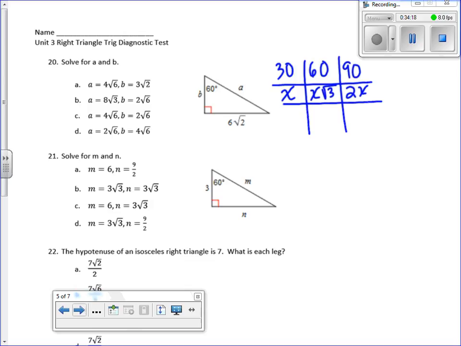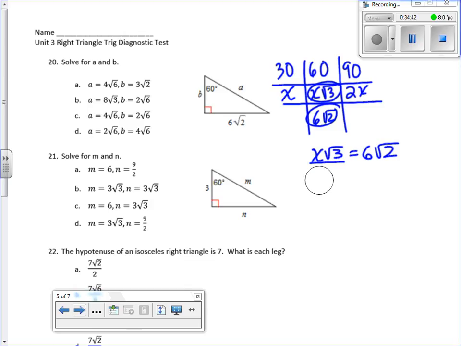So what do I know? What have I been told? Oh, that this is 6 radical 2. So that means that this equals this. x radical 3 equals 6 radical 2. Right? So I have to get x by itself, so I have to get rid of the radical 3.